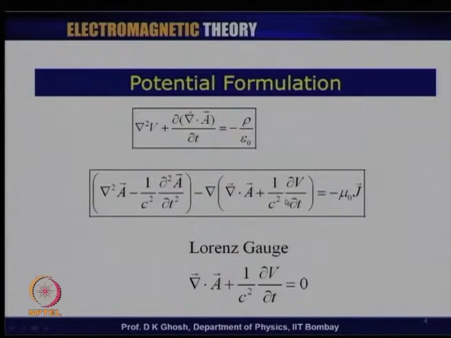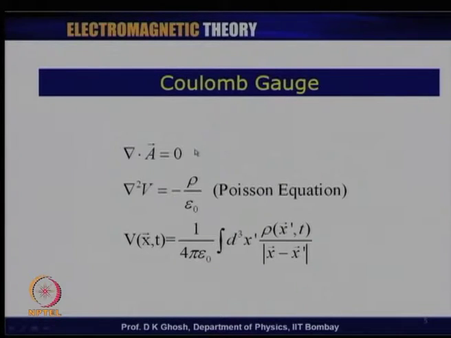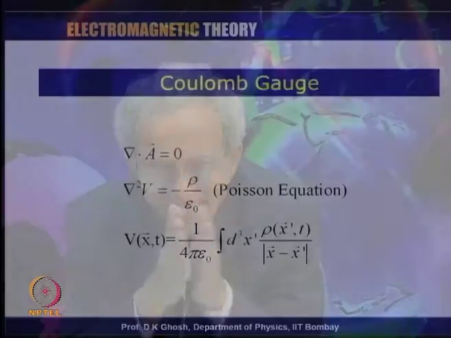Now, you can check that when this relationship is satisfied, this quantity in the bracket is 0. So, we get del square A minus 1 over c square d square A by dt square equal to minus mu 0 j. And similarly, since del dot of A satisfies this relationship, this will also give me an equation: del square V minus 1 over c square d square V by dt square equal to minus rho by epsilon 0. So, the 2 potential equations were decoupled in the Lorentz gauge. It is a very useful gauge to work with.